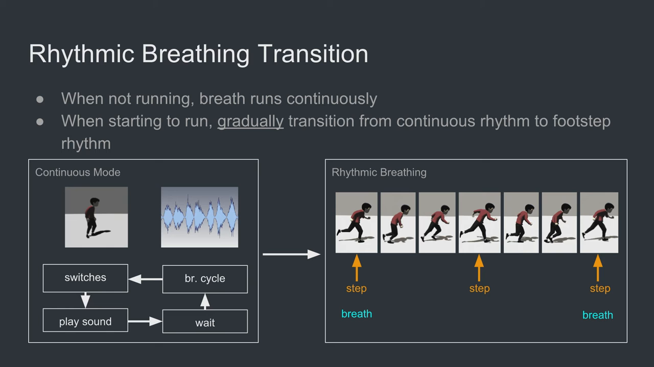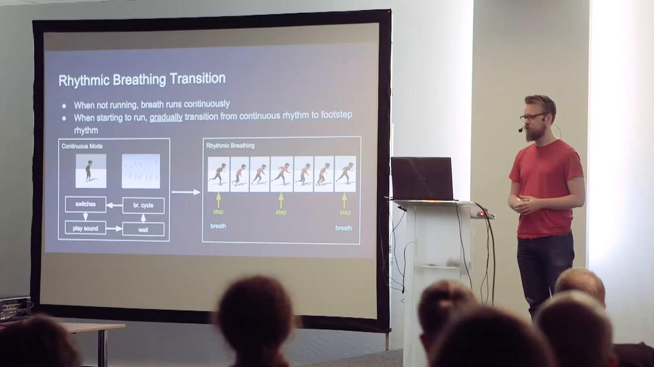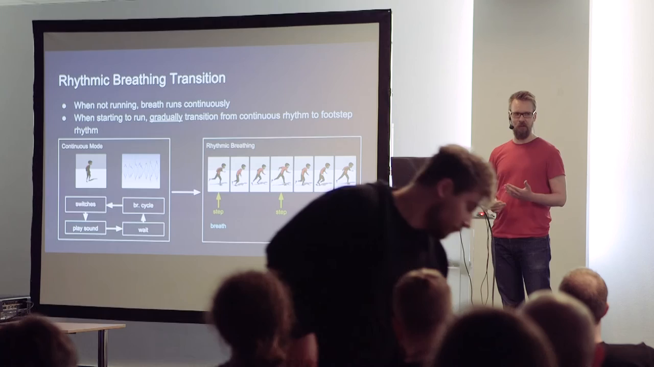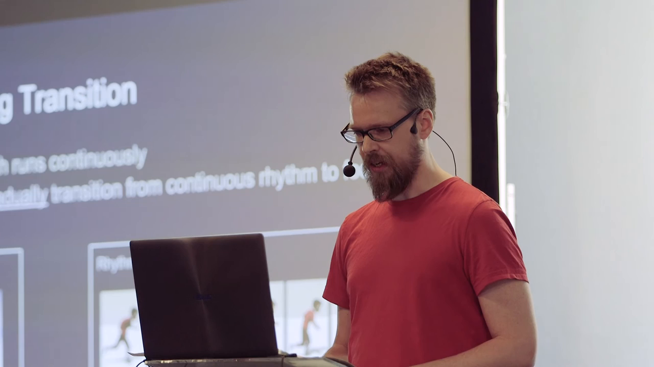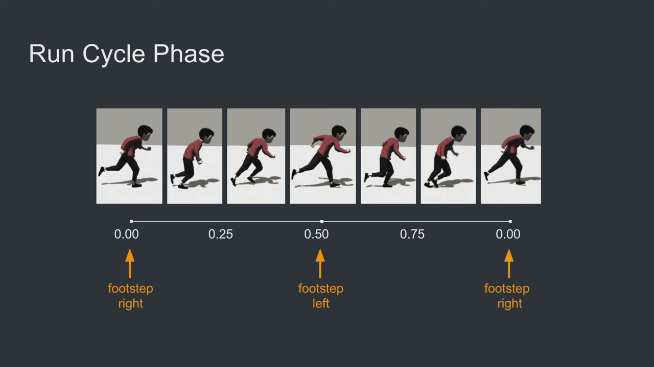But the tricky thing was the transition between. We didn't want it to switch immediately because that would sound very forced. So we wanted a gradual transition from the continuous sequencing. So how to do that? Well, I saw it as a frequency and phase type of problem.